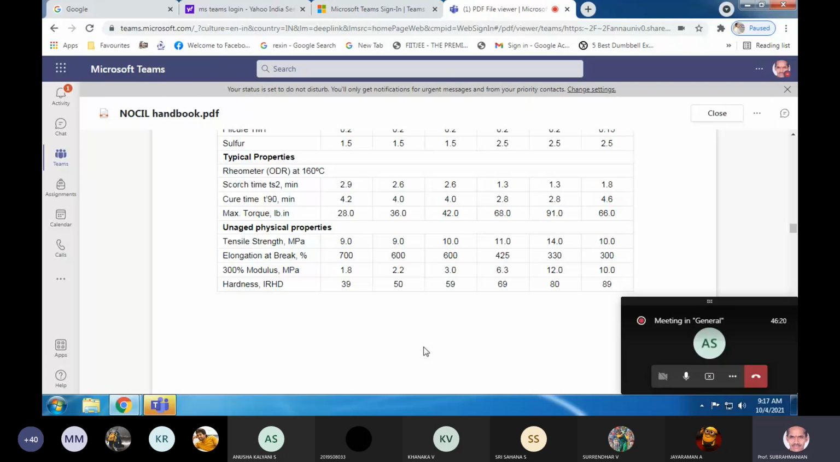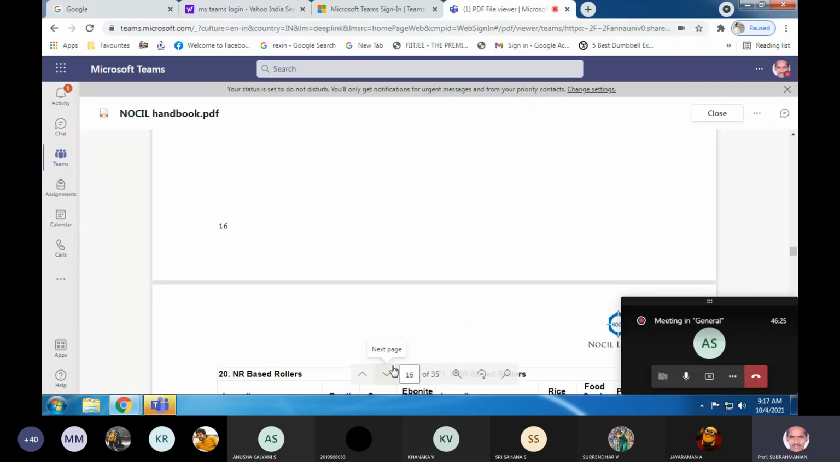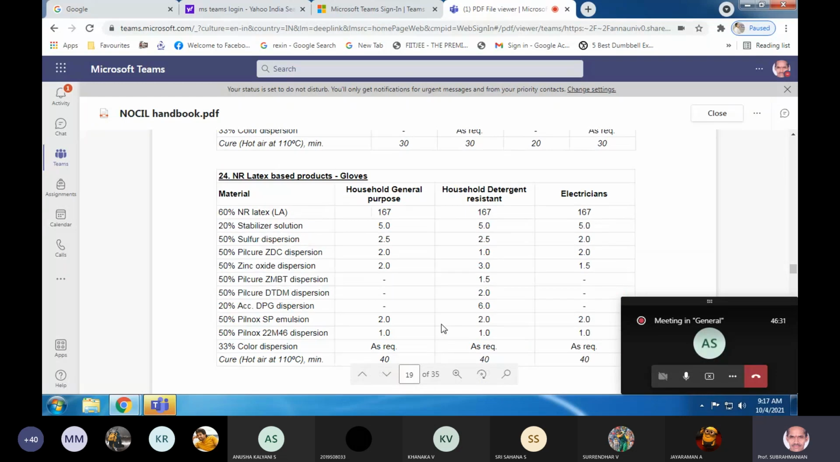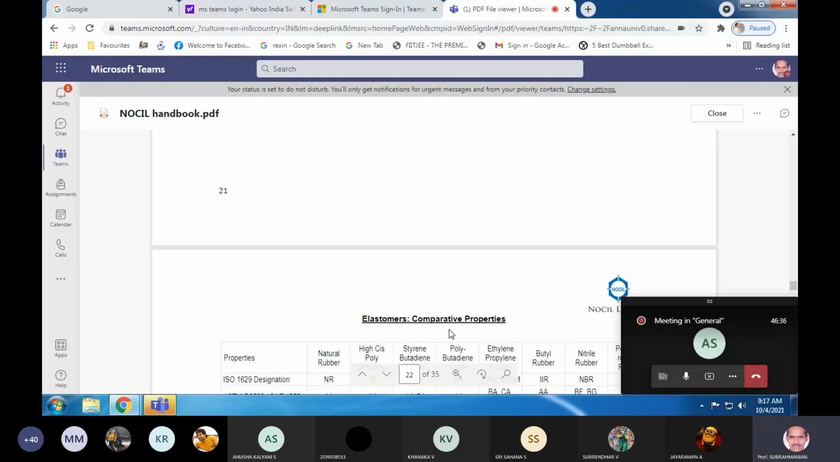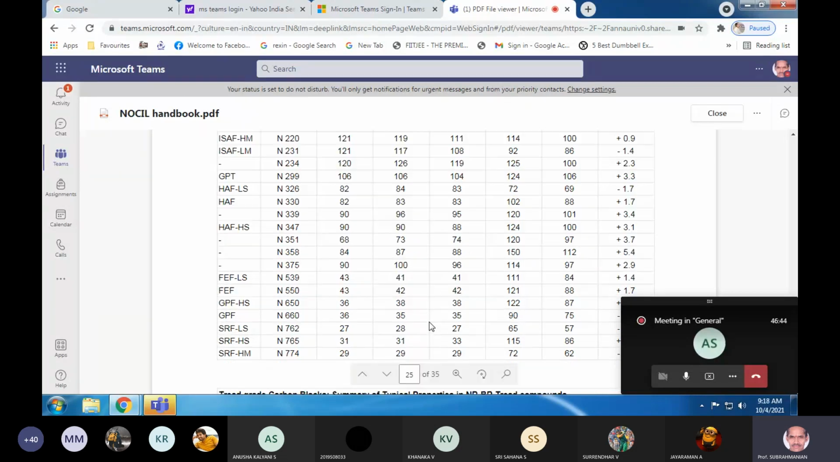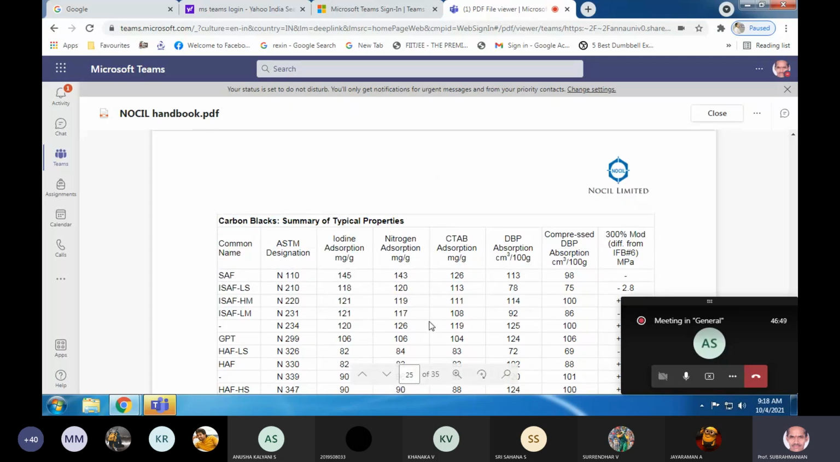All right. Now I take you to a similar set of formulations on synthetic rubber. That is page number 25. So this describes the carbon black. We said iodine number, DBP, etc. So you have compressed DBP.